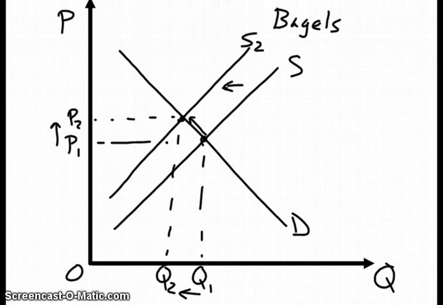There is a change in the quantity demanded, right? Because as a result of the new higher equilibrium price, there will be a smaller quantity demanded. But as far as a change or shift of the demand curve, that didn't happen.